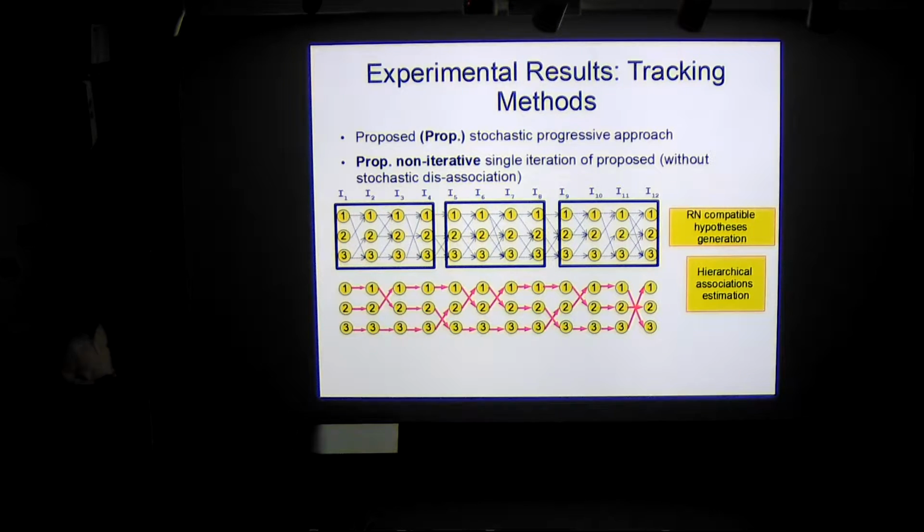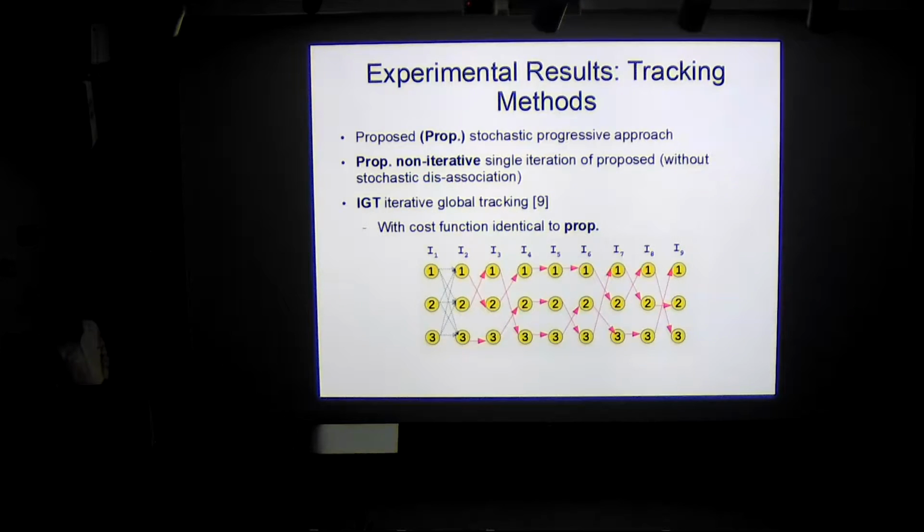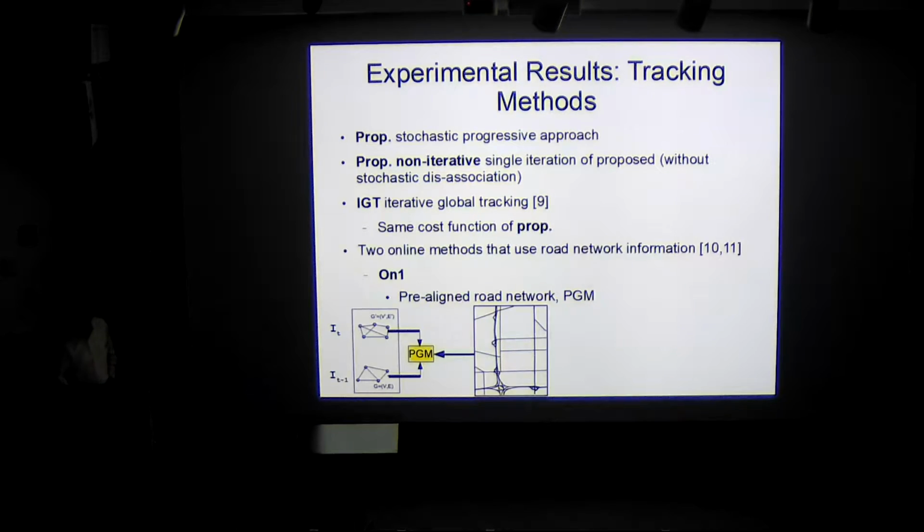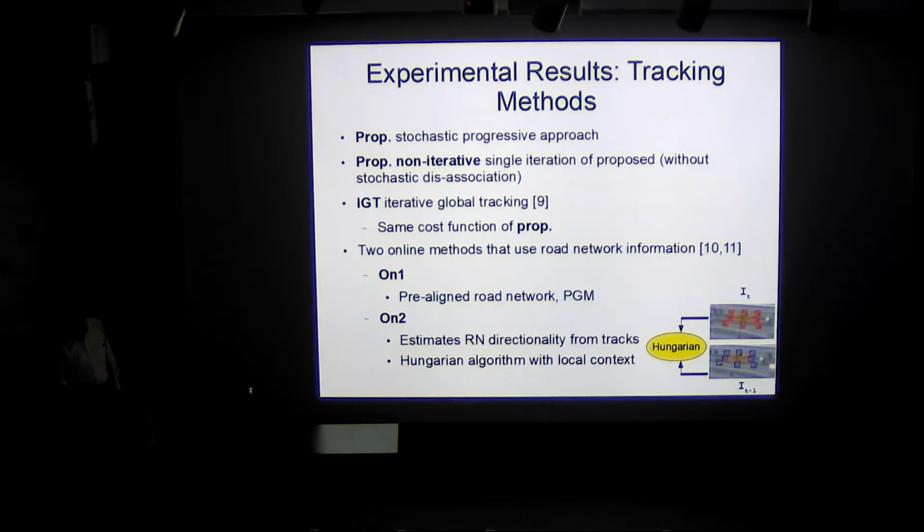We compared several techniques. The proposed technique, which we call the stochastic progressive approach. The proposed technique where it's non-iterative, using a single iteration of the proposed without the stochastic dissociation. Iterative global tracking, which is using the same cost function. So what you're optimizing is the same metric, but the algorithm is different. It's revisiting the associations at one stage from one frame to the next while keeping the other ones fixed in this case. And we also consider two online methods that use the pre-aligned road network.